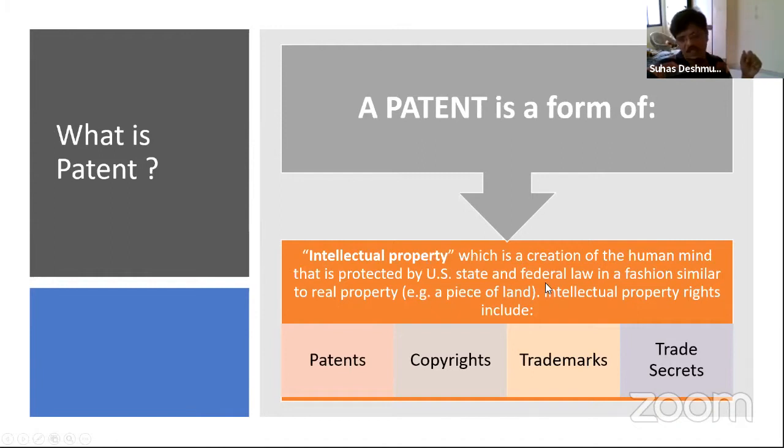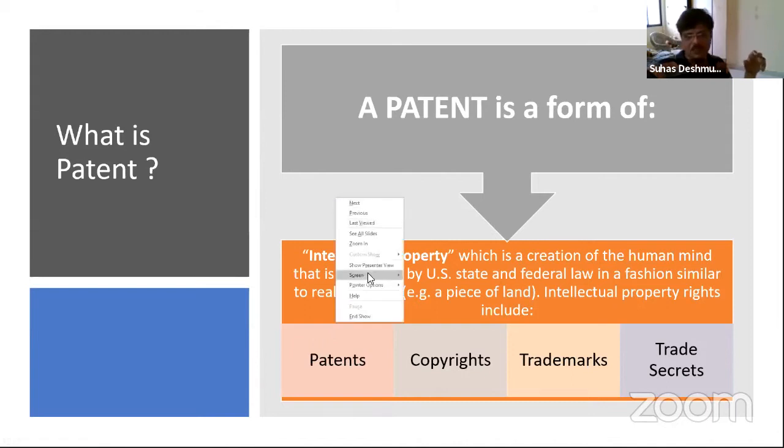Not only the U.S. government, maybe a certain law in fashion similar to real property, a piece of land or anything. And intellectual property includes these patents, copyrights. Under copyrights, music is one of the copyrights. Another is a book. Trademarks means you're going to create a brand for it, a brand of the company. That is what comes under the trademark. Trade secrets means business secrets. So that also can be patented. So that is what basically a patent means.